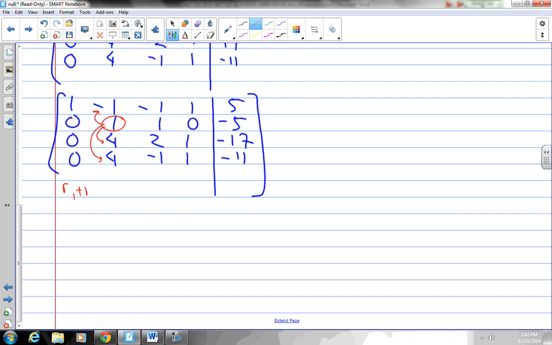So anyway, we'll do just row 1 plus row 2, and that's going to be my new row 1. So if I just add them, I'll get 1, 0, 0, 1, and then 0. Right? I'm just adding row 2 to row 1. Is that okay? So 1 plus 0 is 1, negative 1 plus 1 is 0, negative 1 plus 1 is 0, 1 plus 0 is 1, 5 minus 5 is 0. The second row stays the same for now, 0, 1, 1, 0, negative 5.